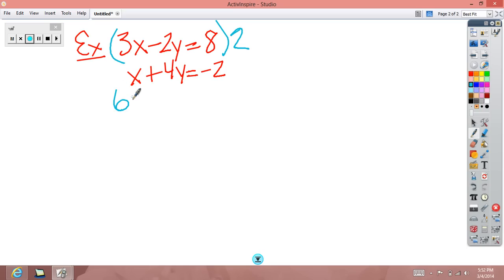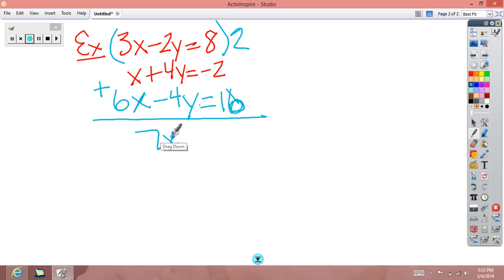So now here I get 6x. This is when I distribute the 2 to all 3 of these. So 6x minus 4y equals 16. Okay. And now, as you notice, these should cancel. In order to do that, what operation? I use addition. So I'm adding here x plus 6x, 7x. 4y minus 4y, well that becomes 0y, and so that's why they cancel. Equals -2 plus 16 is 14. Divide by 7, x equals 2.